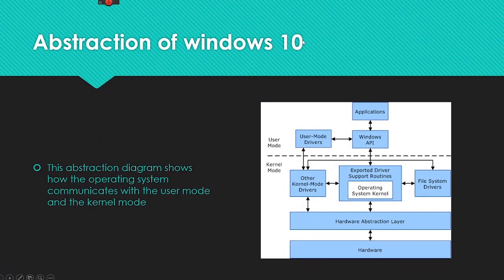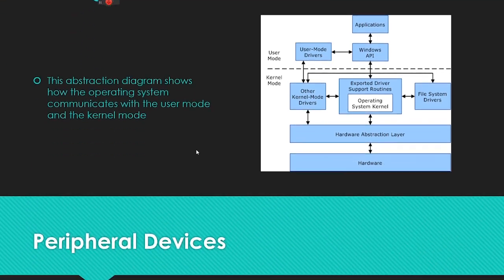So this is an abstraction of Windows 10. The abstraction diagram shows an operating system and how it communicates with the user mode and the kernel mode. This is the user mode, this is the kernel mode. We have abstraction layers towards the hardware, as I have explained previously, and we have the user mode with the APIs and the user mode drivers and how they interact with the user, and on this side, this is how the kernel mode interacts with the hardware. So it's basically how I talked about the puppeteer.